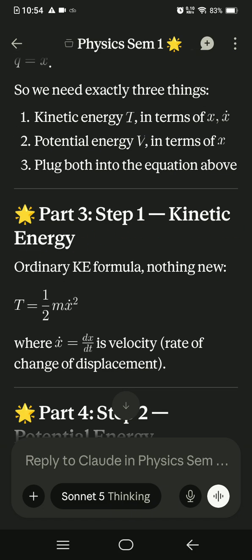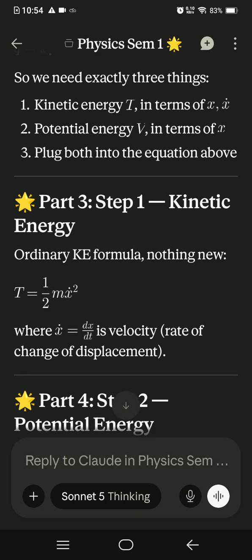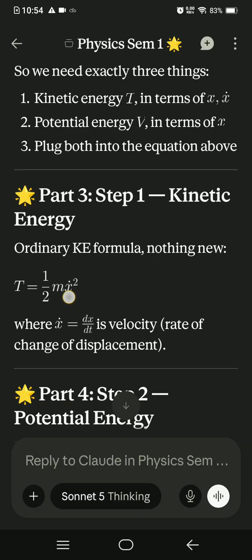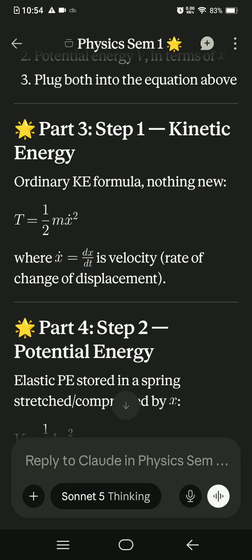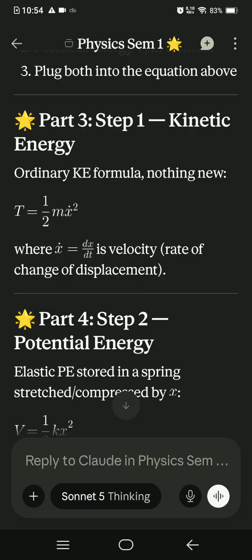The formula for kinetic energy is half m v squared. So it is half m, and in place of v squared we have x dot squared, since x dot is basically velocity. x dot is dx upon dt, the rate of change of displacement. This is just a way of writing it.